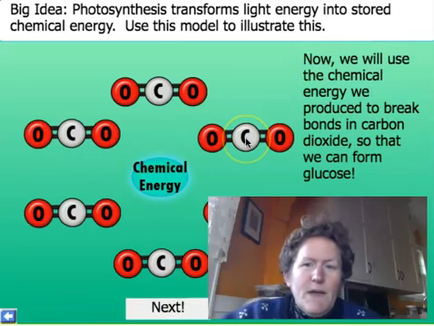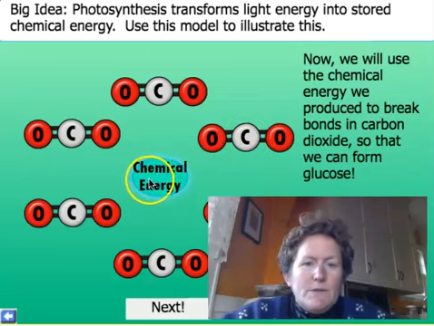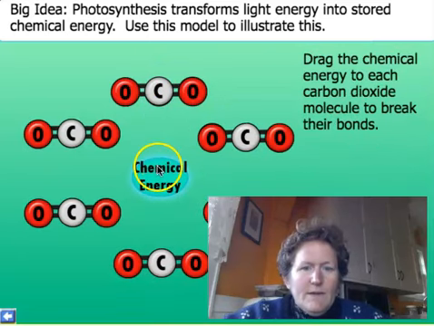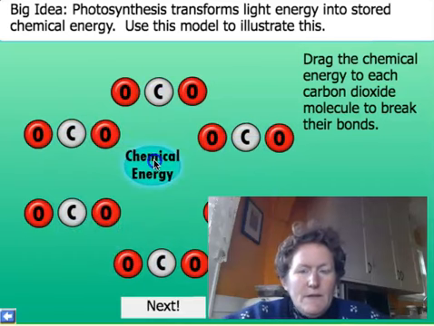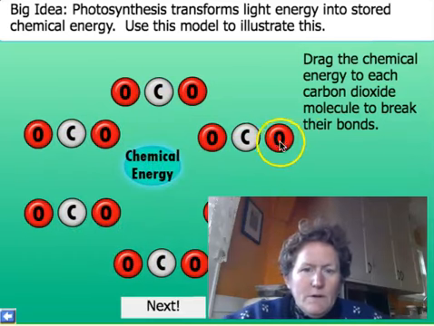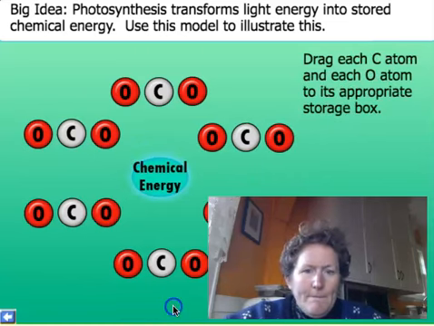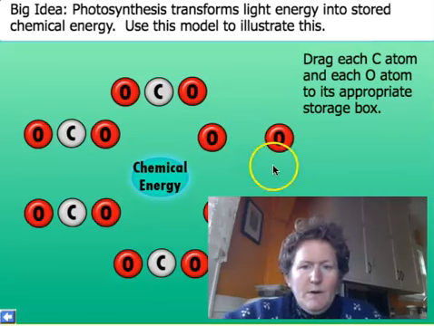So now we'll use some of the chemical energy we produce to break bonds in carbon dioxide so we can form glucose later. So let's break those bonds. Oh, we got to do that in the next. So we're going to break the bonds in carbon dioxide using some chemical energy that we stored earlier from breaking up water. And we're going to store some more molecules here. I started too early there. So we're going to tidy up here and put all of our molecules.